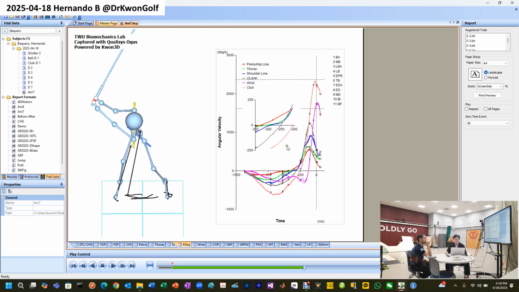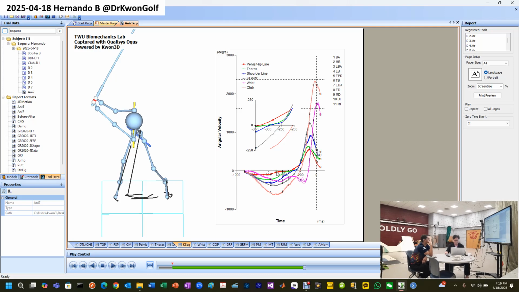In the kinematic sequence here, you have a fairly long transition phase. The pelvis and thorax transition first here, and then the shoulders. These are kind of clustered. This is the arms and the club here. This is because your body is moving, sliding, and then opening early, and then it comes down here.